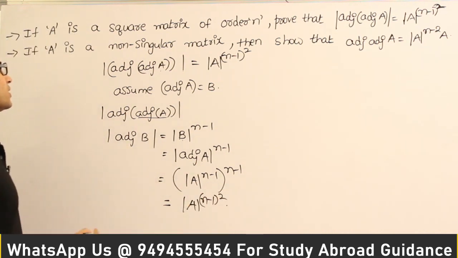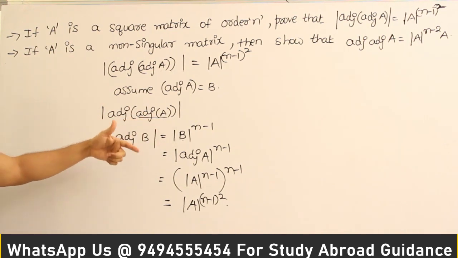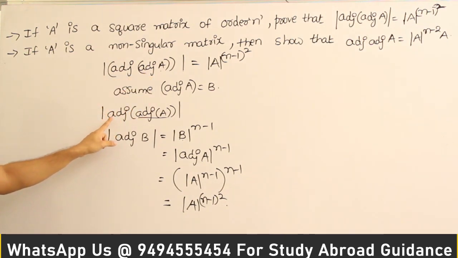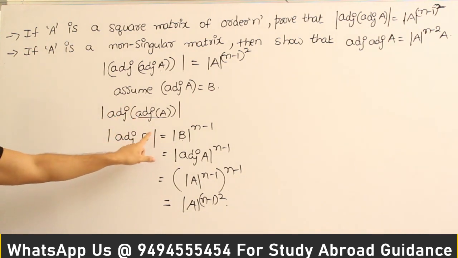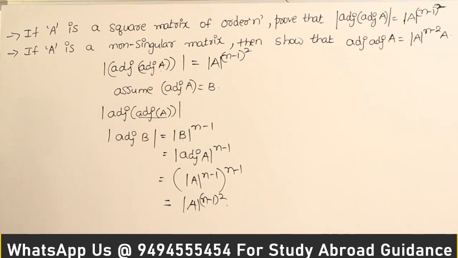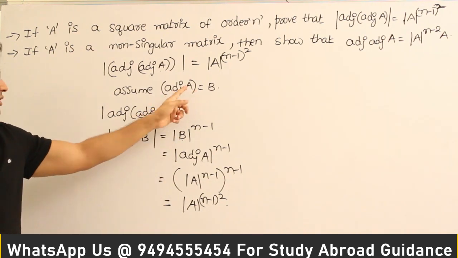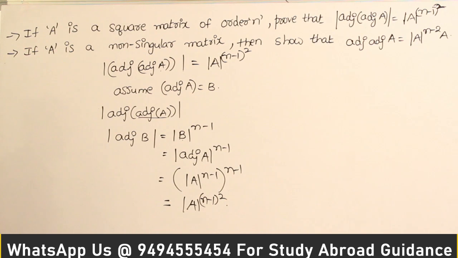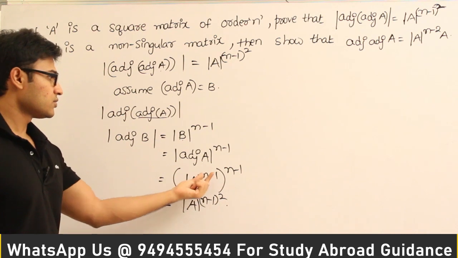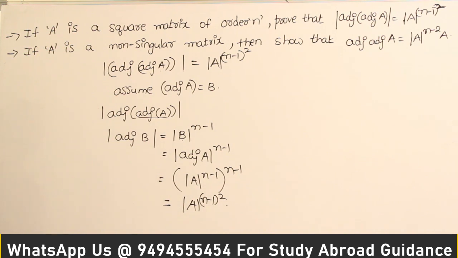See, the steps are simple. I have taken the LHS and assumed that adjoint of A is a new matrix B. Then in place of adjoint of A, I substituted B. Then what did I get? Determinant of adjoint of B. Then the determinant of adjoint of B is nothing but determinant of B raised to the power n minus 1. And then in place of B again I substituted adjoint of A, because that is what we assumed, B is adjoint of A. And then the determinant of adjoint of A is det A raised to the power n minus 1. So it is this. Got it? So that is the proof of the first question.